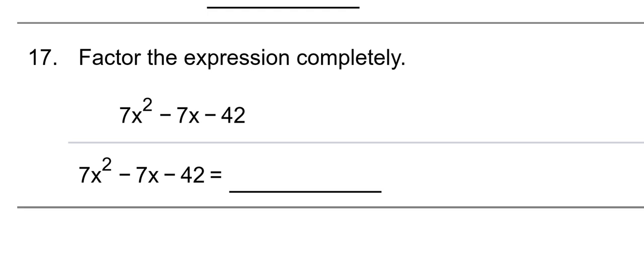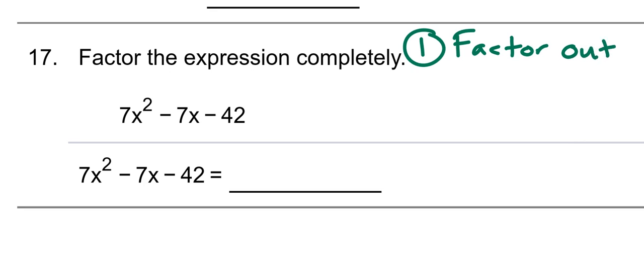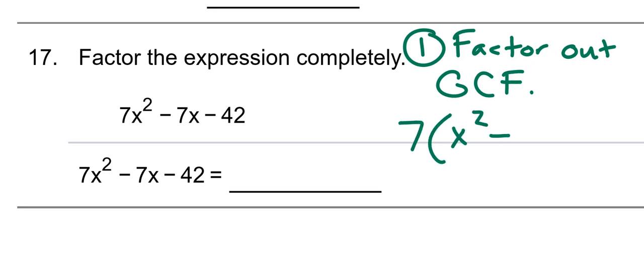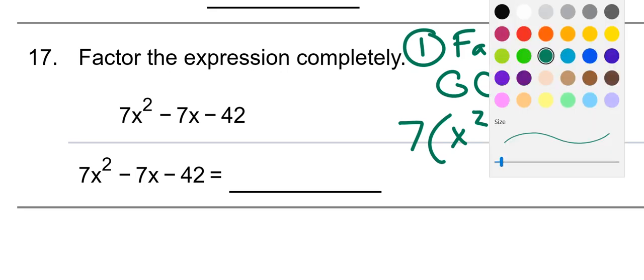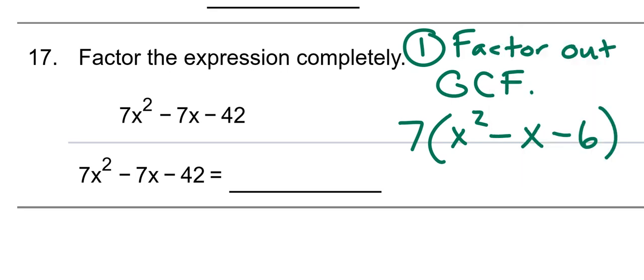truthfully, the very first rule of all factoring is factor out a GCF. That's greatest common factor. In this case, it's a 7. And what you're left with in this is x squared minus x minus 6. Okay? And so now this is that same concept we were talking about earlier with a minus at the end.